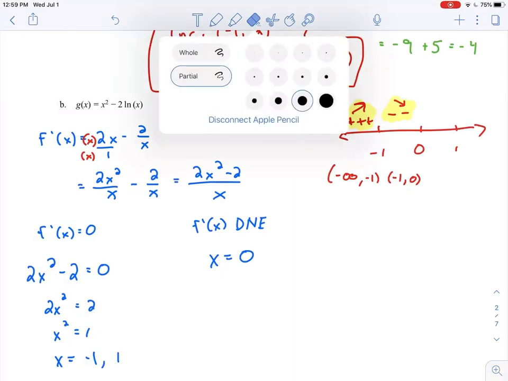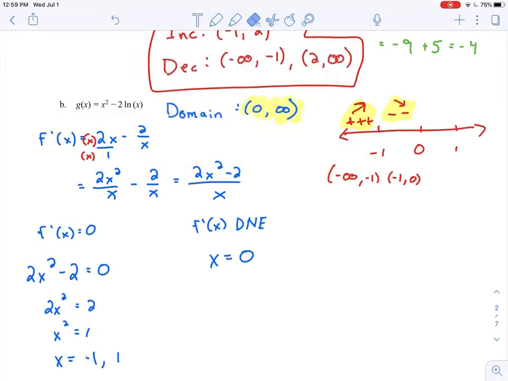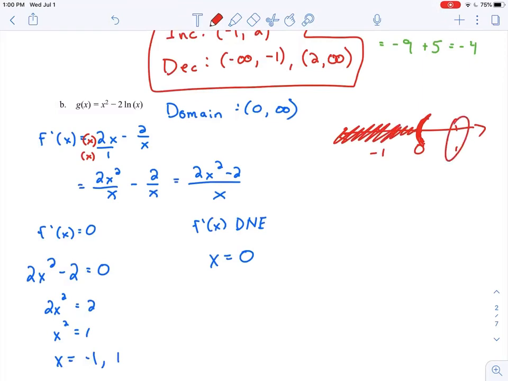So if my function just doesn't exist there, like our domain says it doesn't, then it doesn't make sense for me to say whether my function is increasing or decreasing. So what I'm going to do instead is section off my number line. I'm only going to care about numbers to the right of 0. I don't care about any of this stuff on the left-hand side at all. So really now I just have this one partition number at 1.